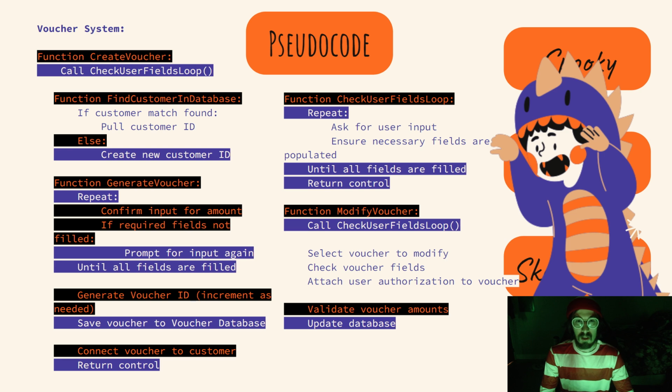This is but one small example of some of the common code, as well as the primary code for the generate voucher program.